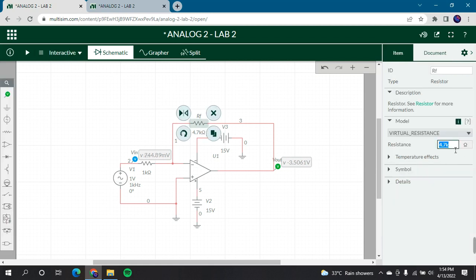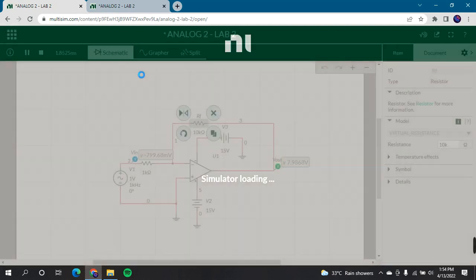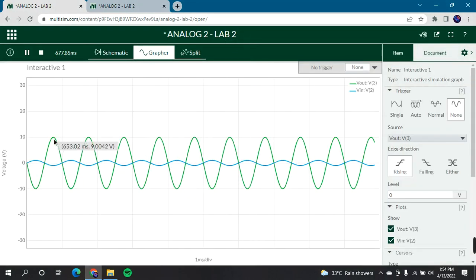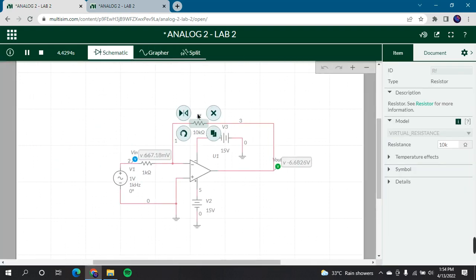Then we will see for 10K. Okay, here for 10K the output will be almost 10 volt, and the minimum is negative 9.9 volt. It is because the RF is 10K ohm.